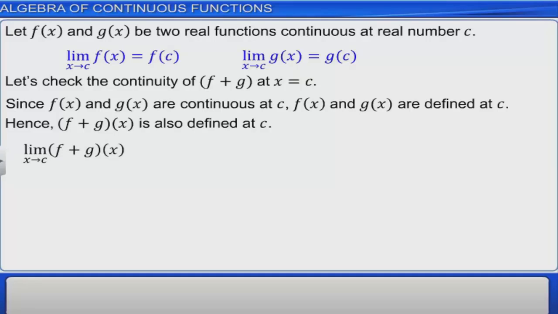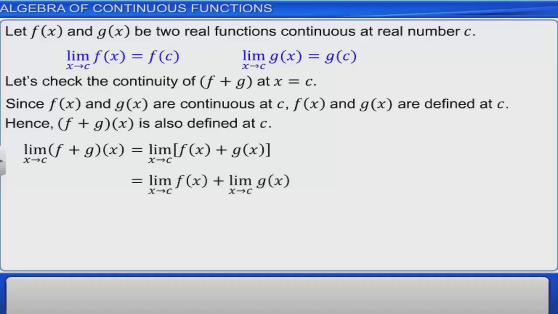By the addition property of the algebra of functions, (f plus g) of x is equal to f of x plus g of x. Also, by the algebra of limits, we know that the limit of the sum of two functions is equal to the sum of their limits. And this is equal to f of c plus g of c, since functions f and g are continuous at x equal to c.